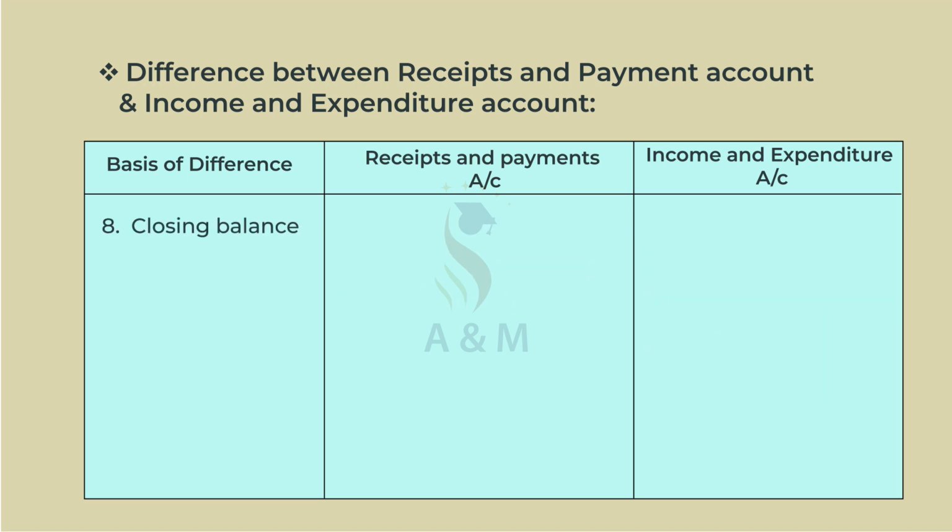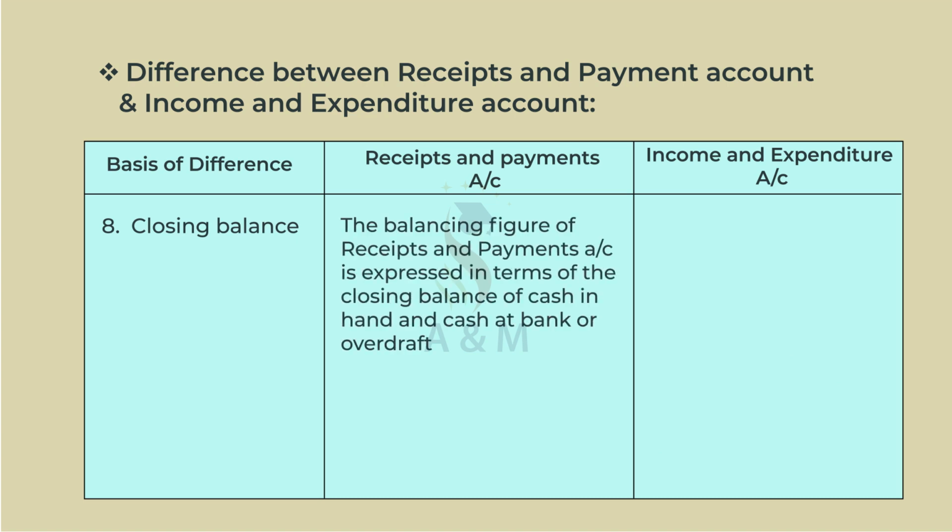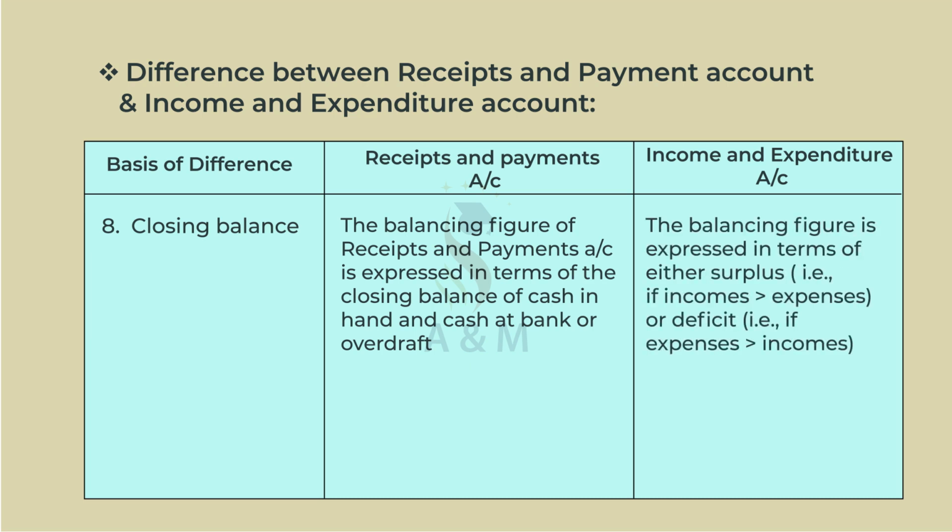Eighth, closing balance. The balancing figure of receipts and payments account is expressed in terms of closing balance of cash in hand and cash at bank or overdraft, whereas the balancing figure of income and expenditure account is expressed in terms of either surplus, that is, if incomes are greater than expenses, or deficit, that is, if expenses are greater than incomes.